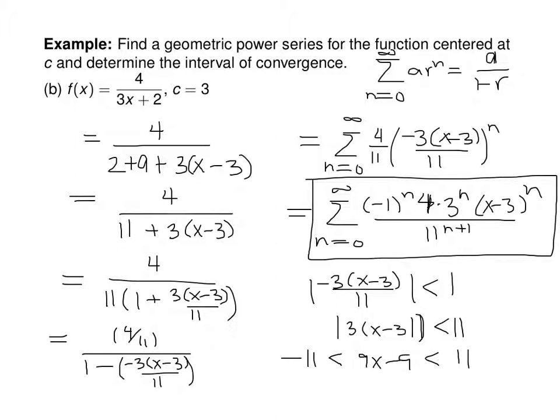So adding 9, we have negative 2 is less than 9x. Oops, that should have been 3x. So 3x minus 9, 3x, which is less than 20, in which case the interval of convergence is negative 2/3 to 20/3.